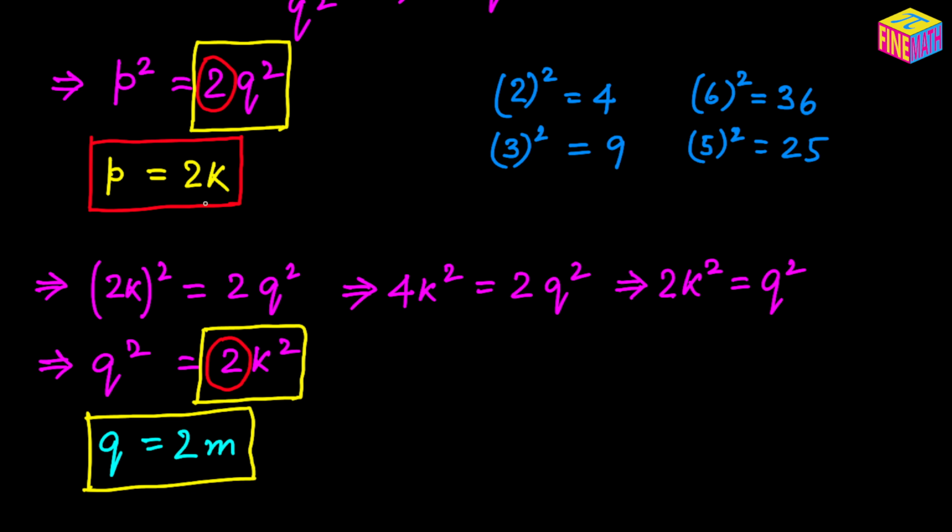Here we are seeing that p is an even number, q is also an even number. That means p and q have a common factor, but initially we assumed that they do not have a common factor. So our assumption was not correct. That means the assumption that square root of 2 was a rational number was not correct. So now we have proved through contradiction that square root of 2 is actually an irrational number.